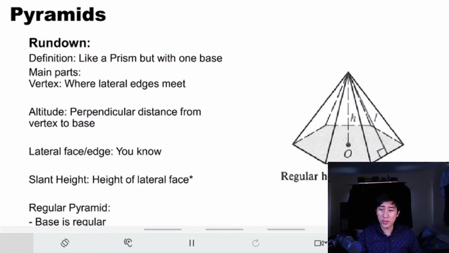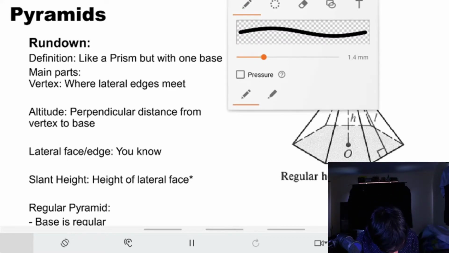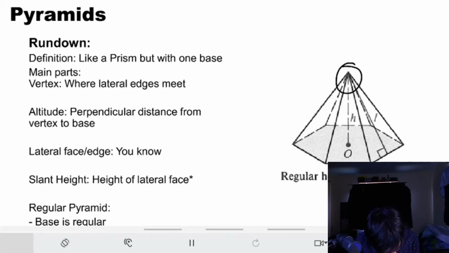So dealing with pyramids, it's very similar to prisms, but instead of having two bases, we're only going to have one base. One of the major differences is that we are going to have a vertex, which is where our lateral edges meet. Instead of having one base up top and one down here, we only have one, and all of the edges come up to meet at a singular point. This right here is going to be your vertex, the area where they all meet.